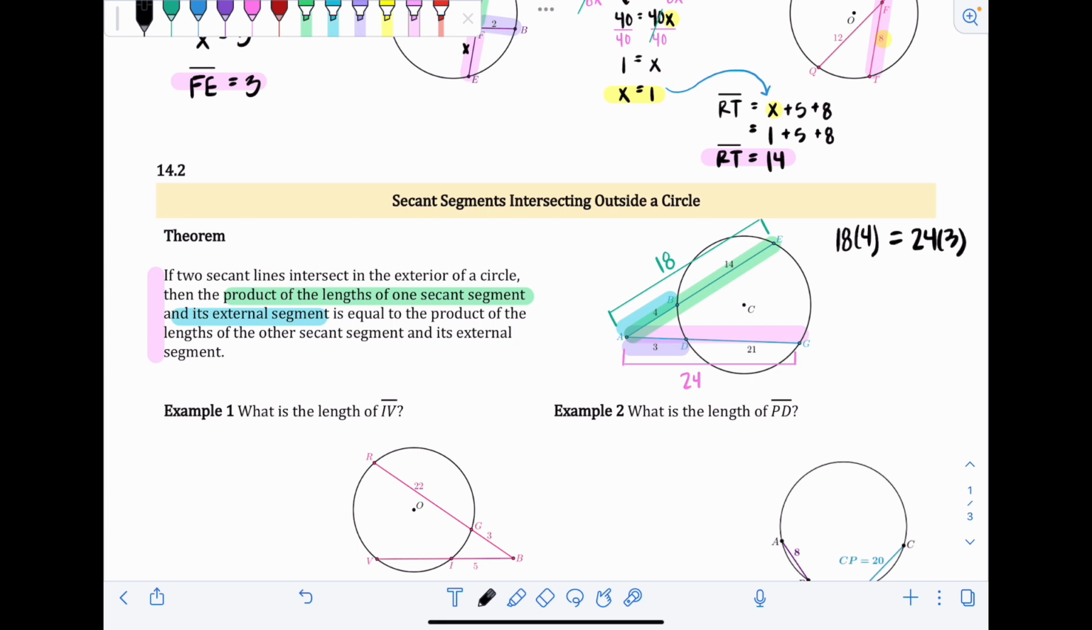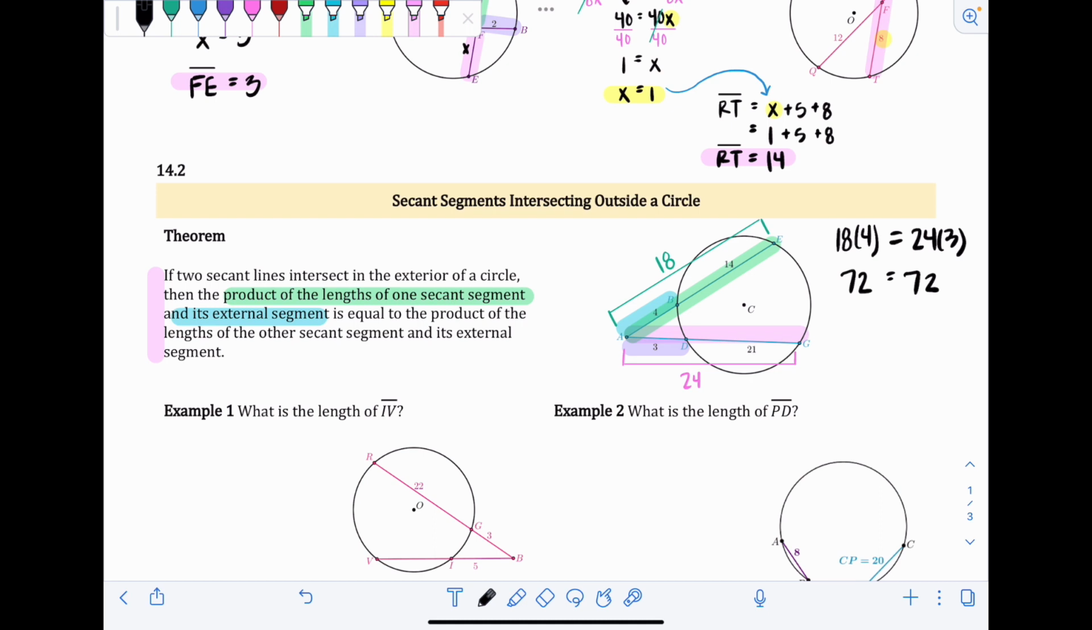18 times 4 is 72. And then 24 times 3 is also 72. So their products are equal, and that'll always be the case when we have this situation.